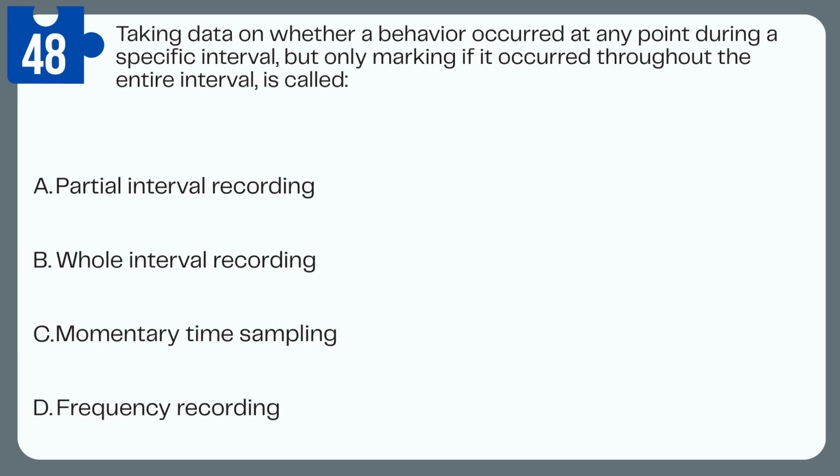Question 48. Taking data on whether a behavior occurred at any point during a specific interval, but only marking if it occurred throughout the entire interval, is called A. Partial interval recording, B. Whole interval recording, C. Momentary time sampling, D. Frequency recording.